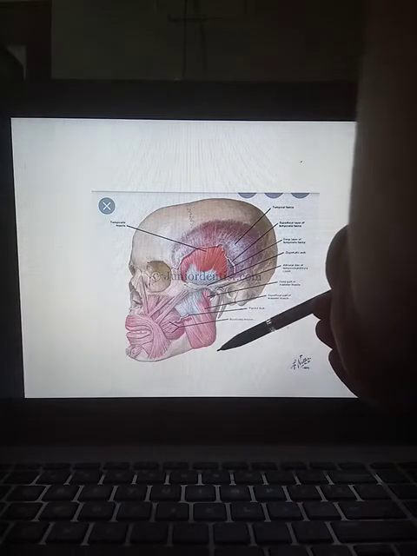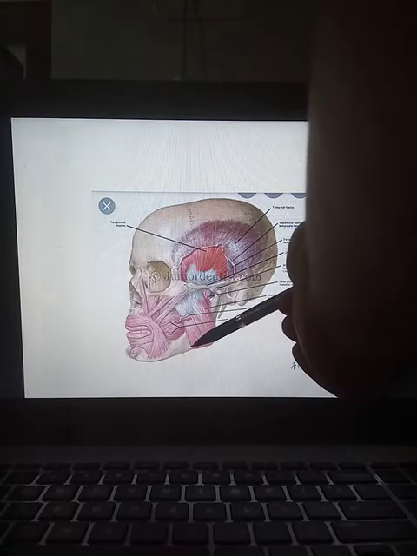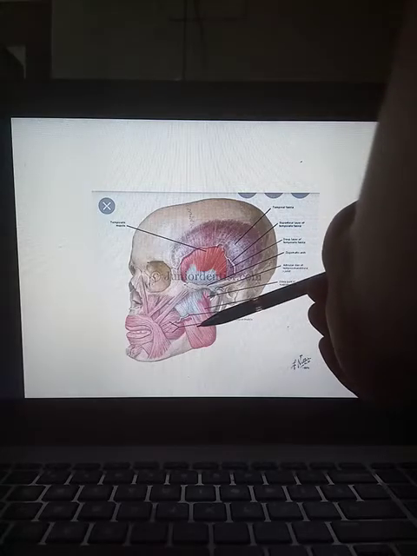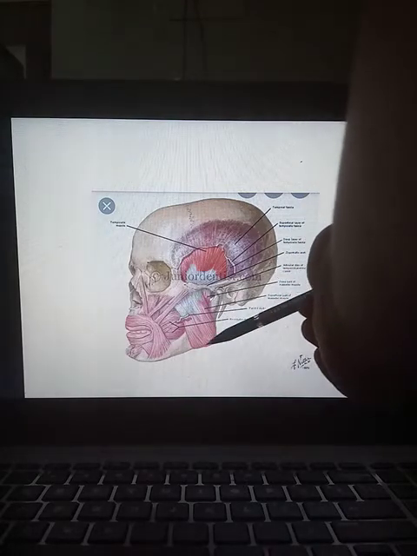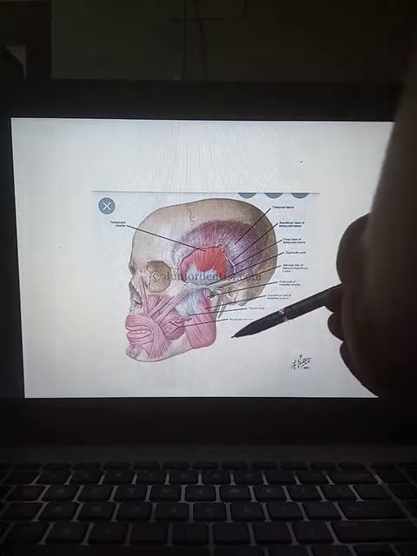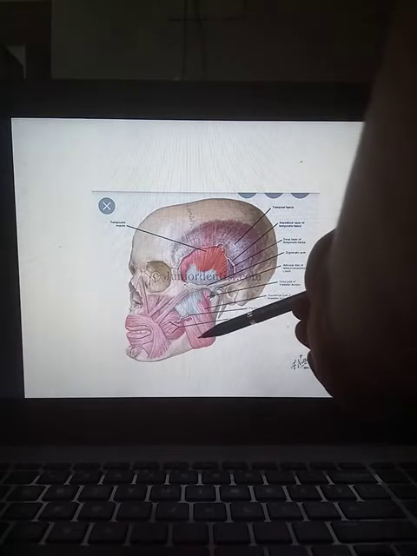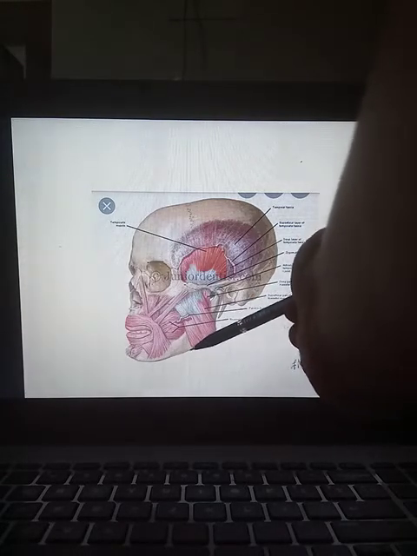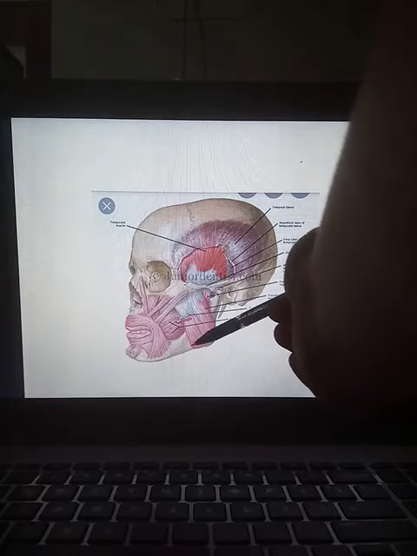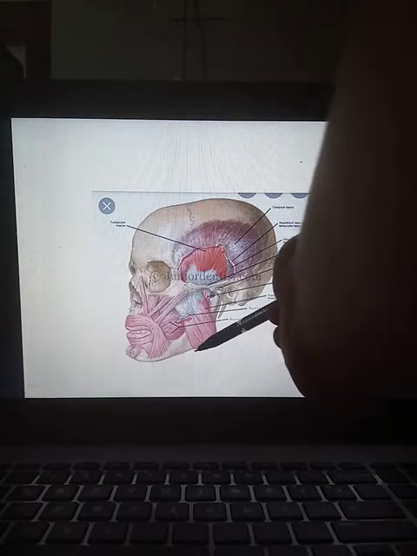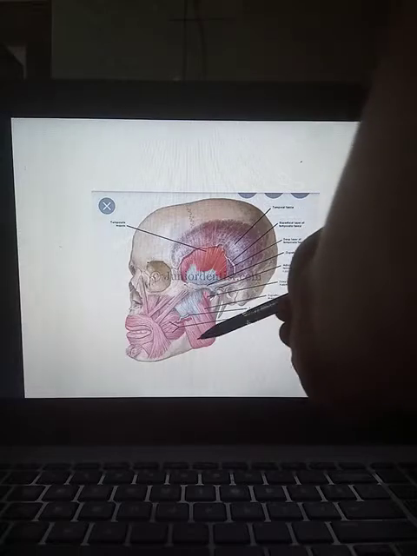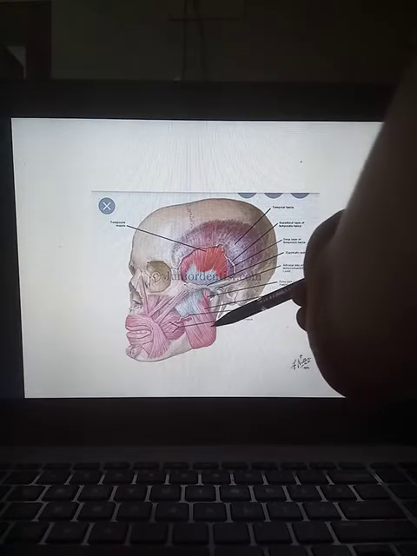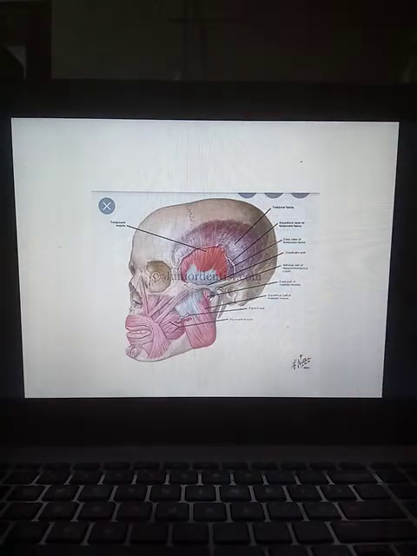The superficial fibers insert on the lower part. The deep layer covers the rest, and the middle fibers insert centrally on the ramus. So the superficial layer of the masseter inserts on the lower part, the deep fibers on the rest, and some middle fibers in the central part of the ramus. Fine. This is the origin and the insertion of the masseter.